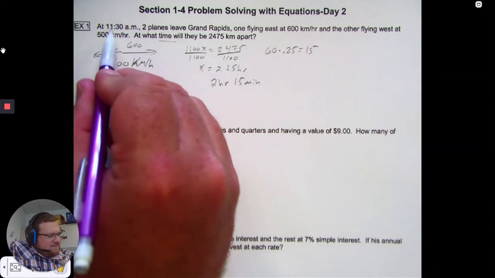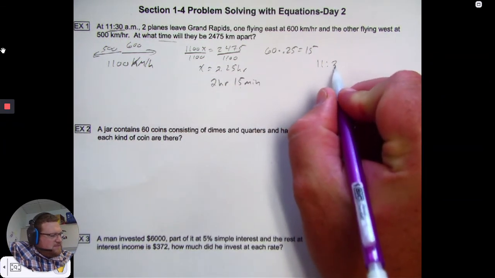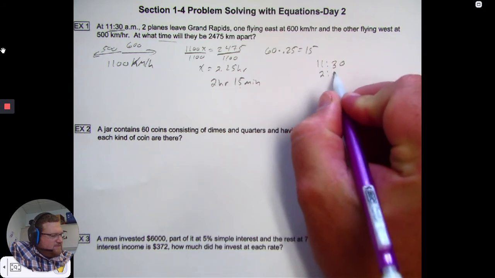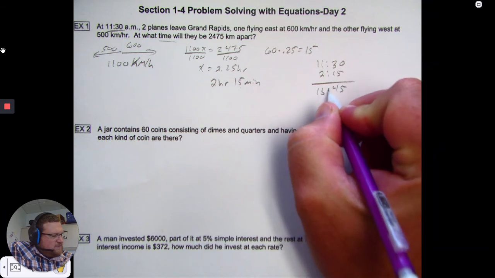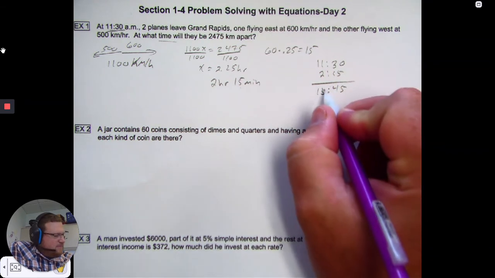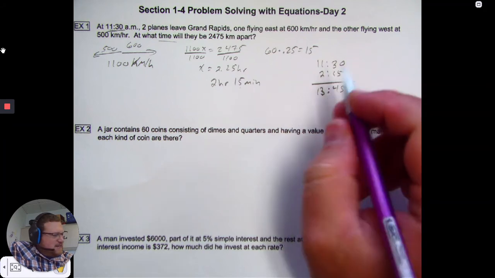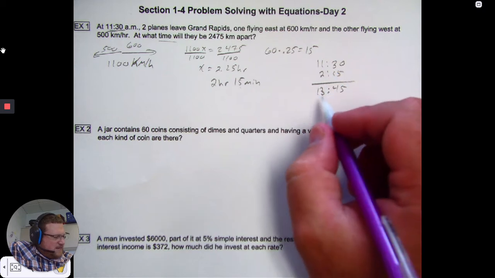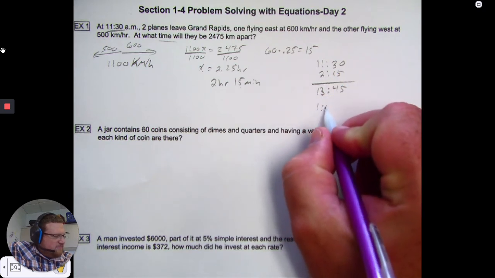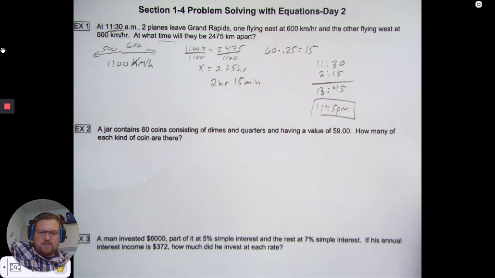So if they left at 11:30 a.m. and we add to it 2 hours and 15 minutes, that is going to give us 13:45. Well, most of us don't live our lives in military time, so we would have to subtract 12 from that to figure out what time it is, which would be 1:45 p.m. as our final answer.